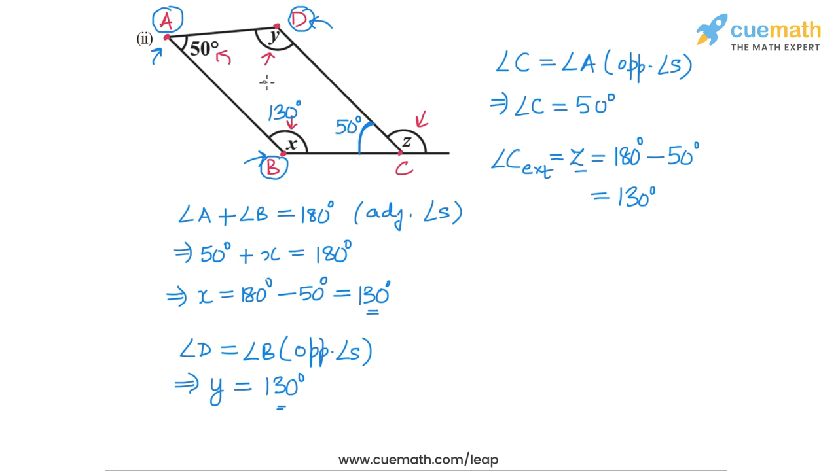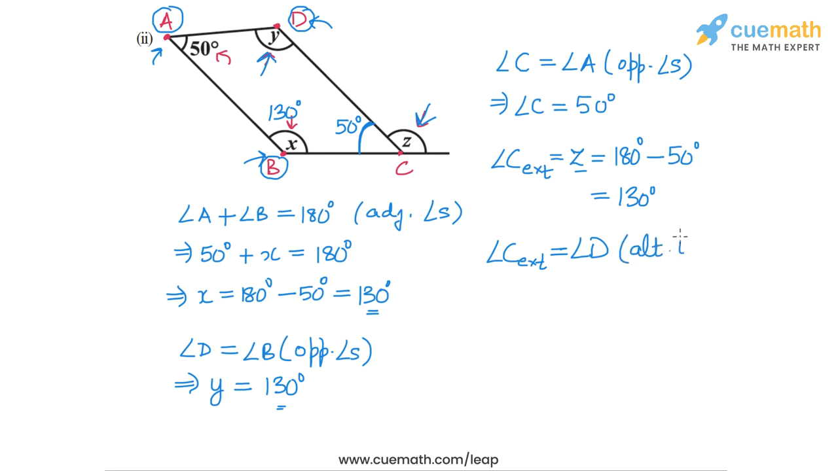The other way to calculate z is to note that the exterior angle at C forms an alternate interior angle pair with the angle at D. So the exterior angle C forms an alternate interior angle pair with the angle at D, and hence these two must be equal.